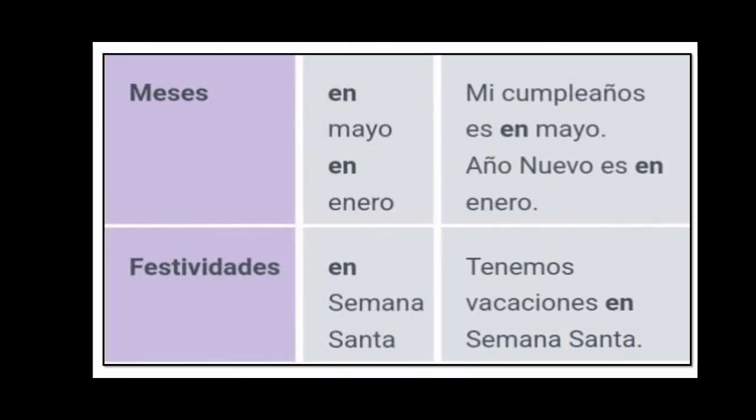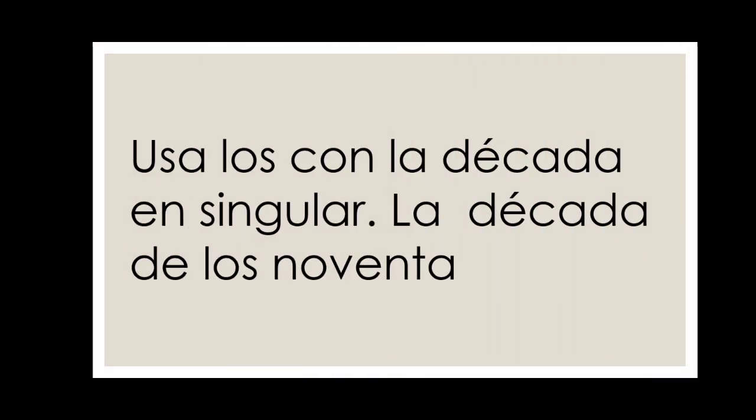Meses, festividades: en mayo, en enero, en junio, en julio. So we use en before the month. Mi cumpleaños es en mayo. Año Nuevo es en enero. En Semana Santa, festividades. The Holy Week, so we use en. Tenemos vacaciones en Semana Santa. Úsalos con la década en singular: la década de los 90. So we use singular.